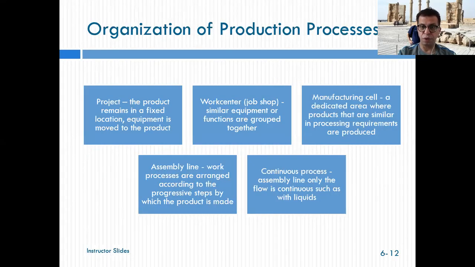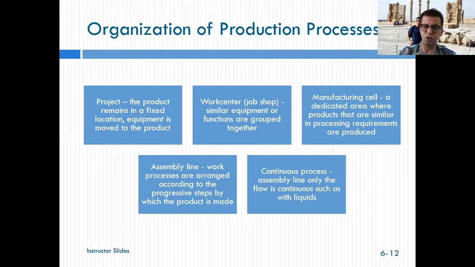Now, the organization of the production process. It basically talks about the project type, where the product remains in a fixed area and the equipment is moved around the product. The product never moves, and the equipment keeps coming to produce this product. And we talked about the work center, which is like a shop, where equipment or functions are in a group. There are different groups, and each group comes in and starts working on the product.